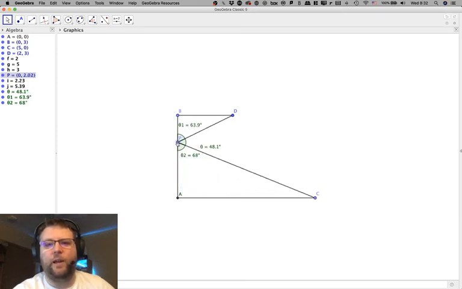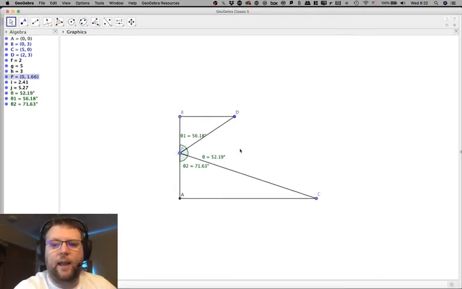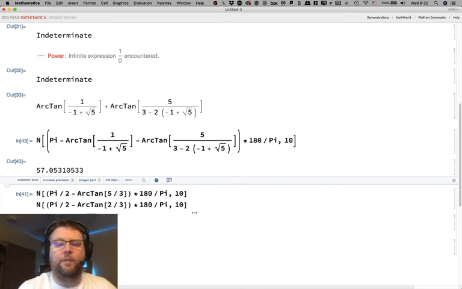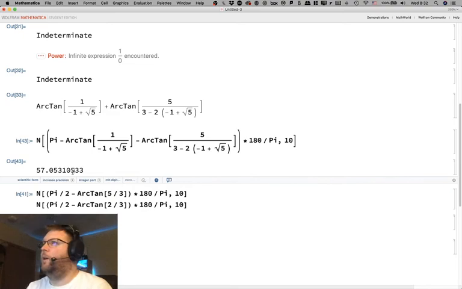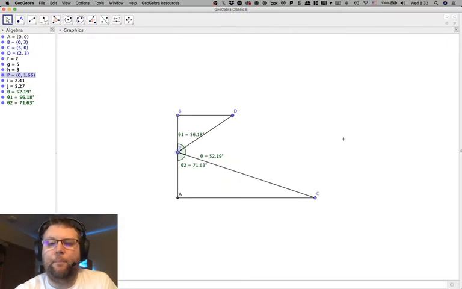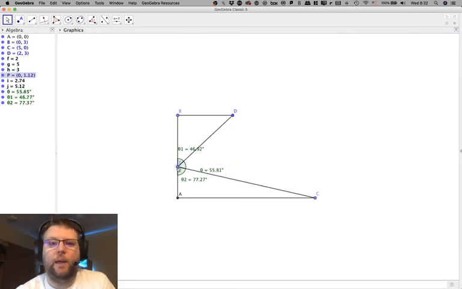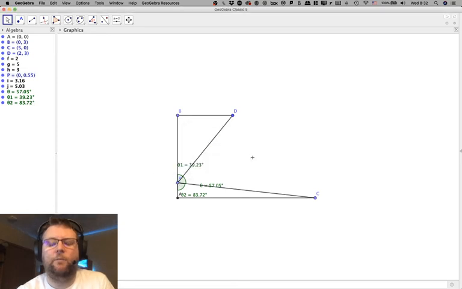And then it starts to shrink again back down to whatever. And that makes sense because what did we find in Mathematica? We found that our maximum for theta was 57.053 degrees. Okay. And back to the diagram, that would be when we're in sort of the configuration roughly right there. Which is kind of interesting.